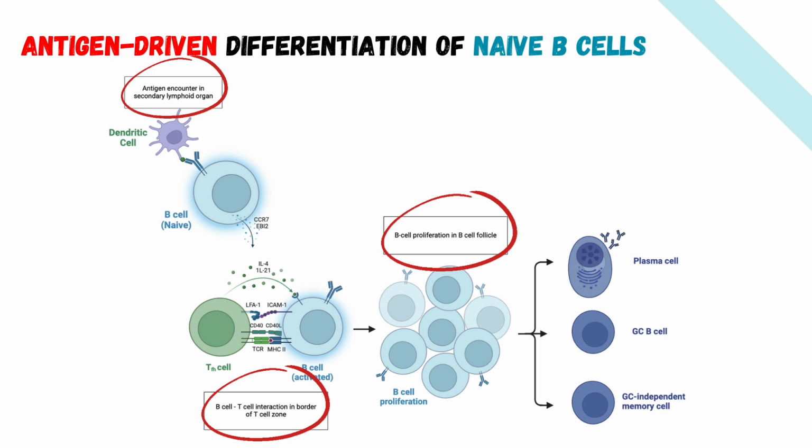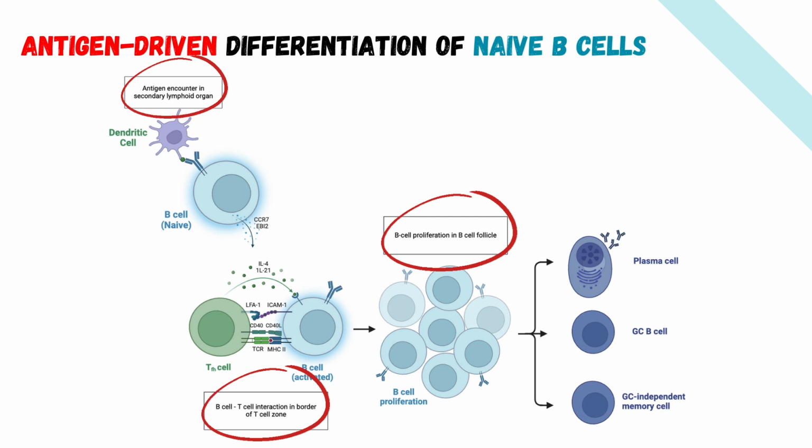Naive B cells then activate and express chemoattractant receptors that direct the B cell to the border of the T cell zone. At the border of the T cell zone, the activated B cell interacts with antigen-specific T follicular helper cells, which provide multiple helper signals to guide B cell differentiation. Through CD40L, CD40, and ICAM1 LFA1 pathways, and the secretion of IL4 and IL21.